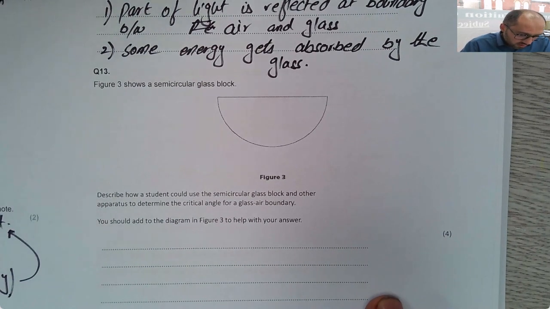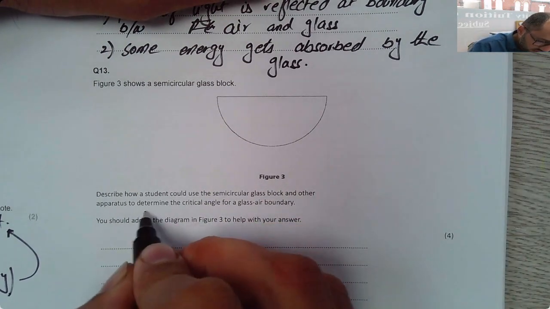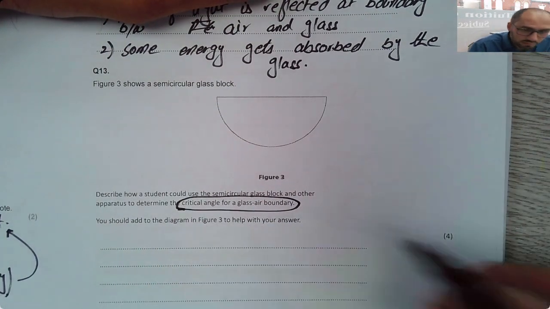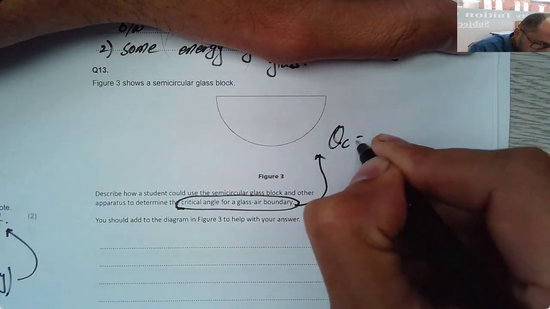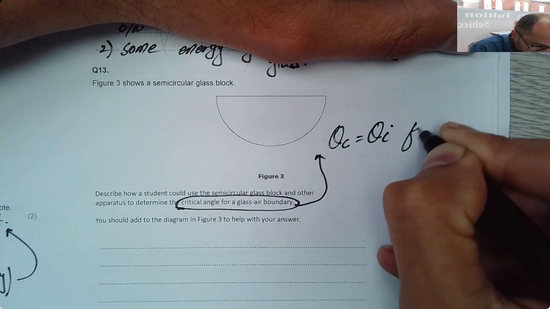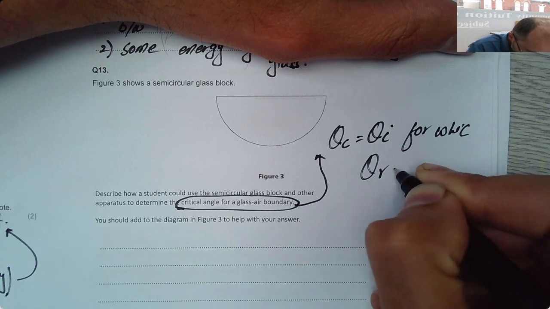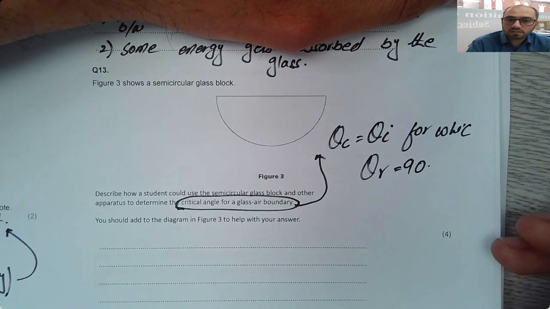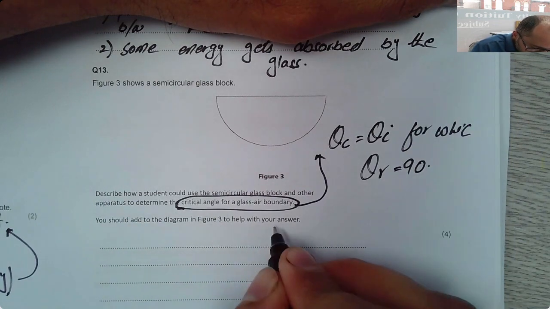Next question. Figure 13 shows a semicircular glass block. Describe how a student could use the semicircular glass block and other apparatus to determine the critical angle for a glass to air boundary. Recall what is critical angle. Critical angle is the angle of incidence for which angle of refraction is equal to 90. That's how the critical angle is defined. So what will you do? It says you should add to the diagram in figure 13 to help your answer.